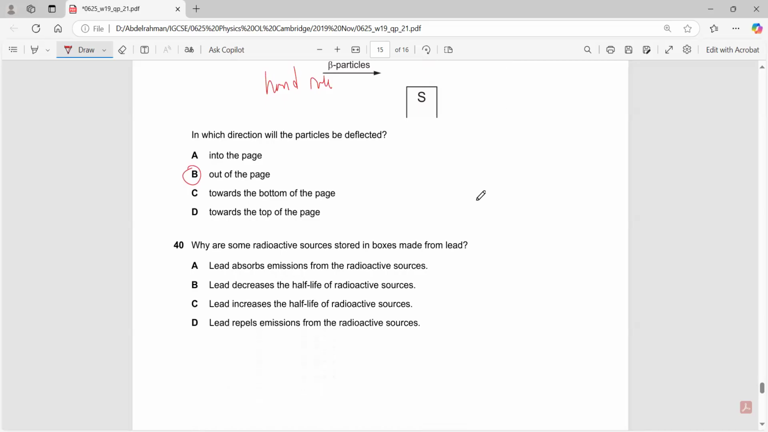Why are some radioactive sources stored in boxes? Why are they stored in boxes made from lead? Definitely because lead absorbs emissions from the radioactive sources. Okay.